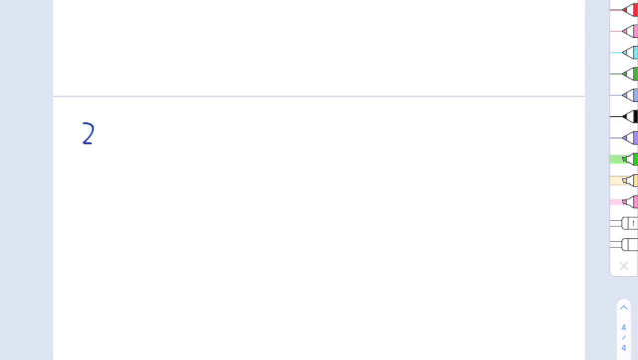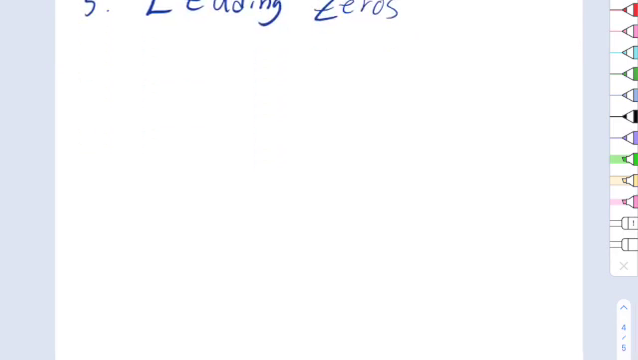Moving on to number 3, that leading zeros are not significant. Let's see what this means. Let's take a look at the first example here, 0.51. In this case, the number starts with a 0. When the number starts with a 0, that 0 is not significant.